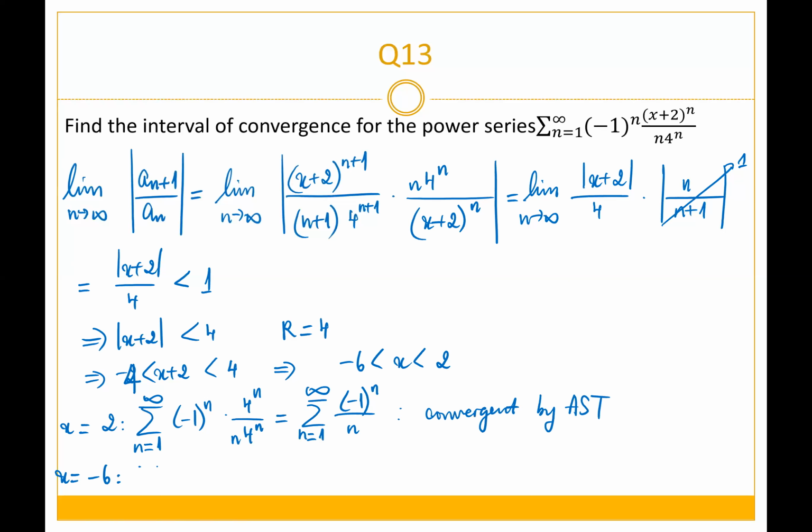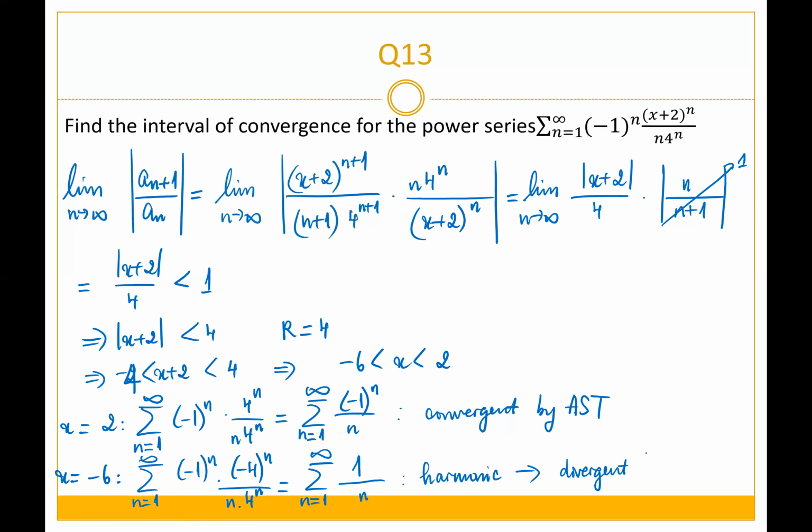Then if we have -6, we're going to have -4 to the n and multiply 4 to the n, which is going to give me the series of 1 over n. And this one is the harmonic series. And so this one is going to be divergent by P series or by harmonic series, whatever it is. And so our interval of convergence is going to be just including the 2 points, which is the value 2, so it's -6 to 2.